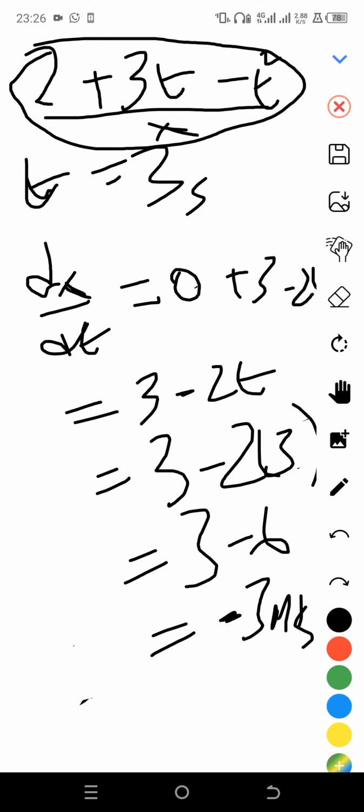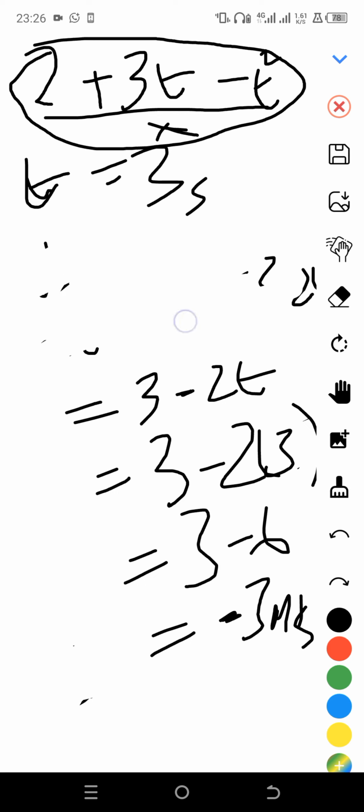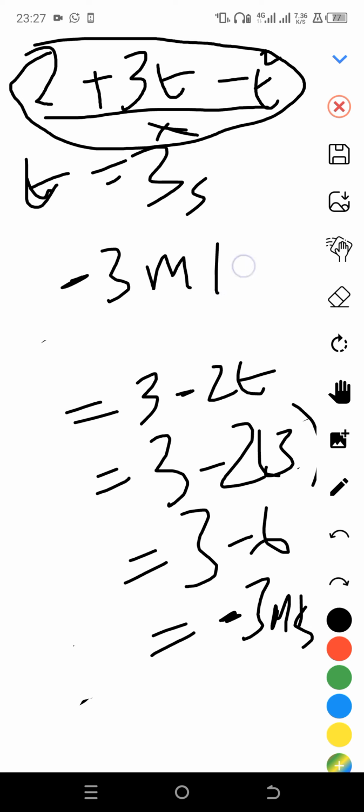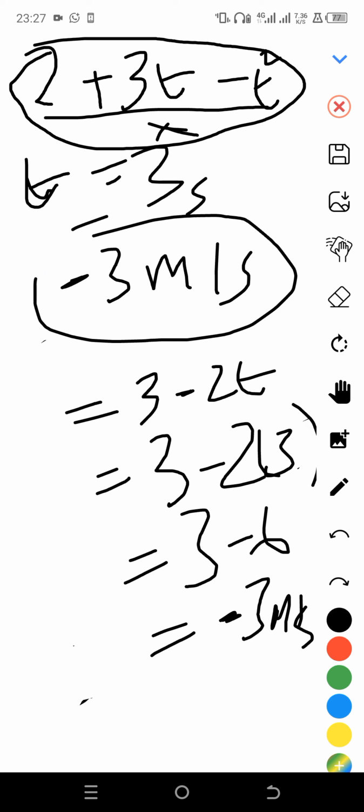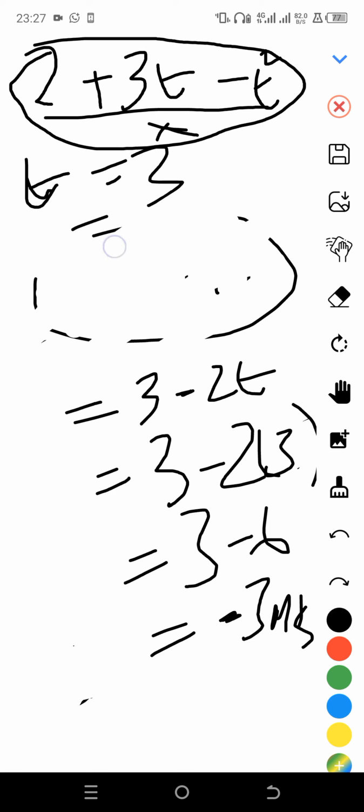Now this isn't in the question, what I'm gonna talk about next. So let me just write this negative 3 meters per second somewhere nice so that you can see. For those who might not even know how to write meters per second, don't worry, that was just a joke. Negative 3 meters per second. Okay, so here is our velocity.